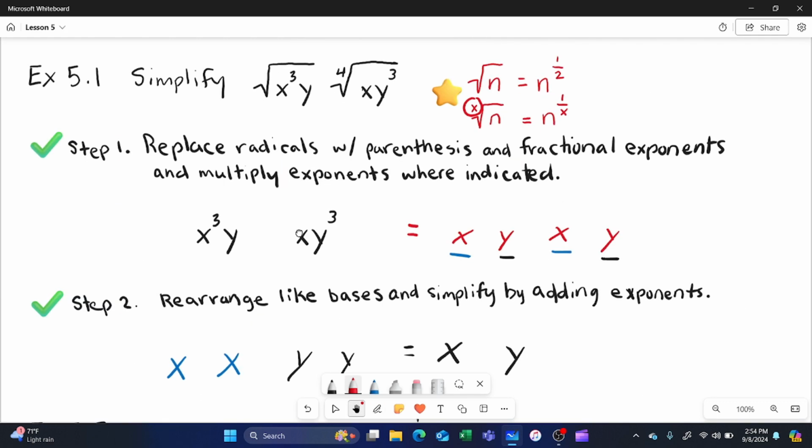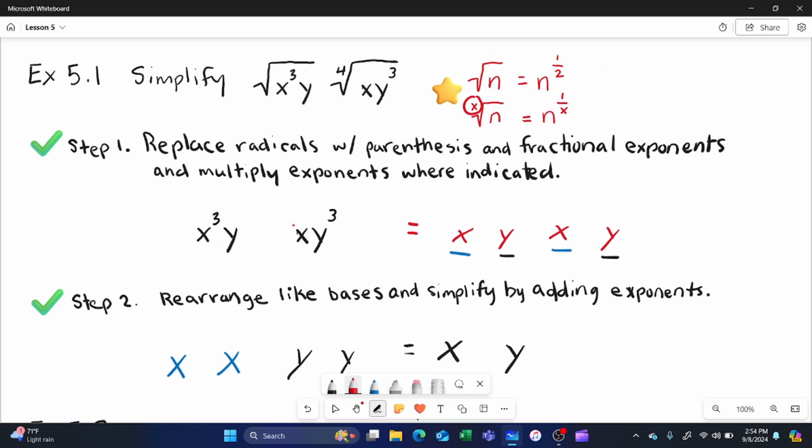Example 5.1 asks us to simplify the square root of x cubed y times the 4th root of xy cubed. Another thing to remember is that the square root of a number is going to be equal to that number raised to the 1/2 power. Similarly, the cube root, or the x root of a number, will be that number to the 1 over the root that you're using. So if this x is a 3, it'll be a 1/3, and so on and so forth.